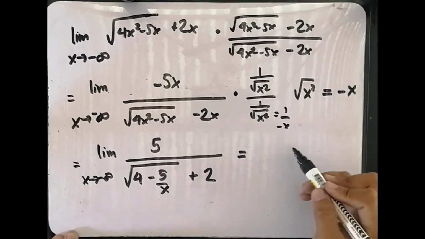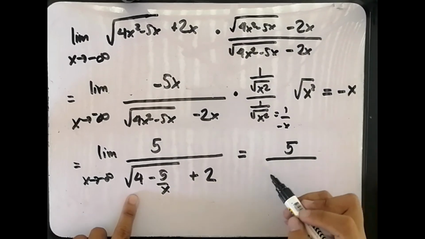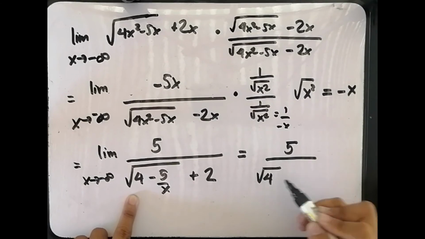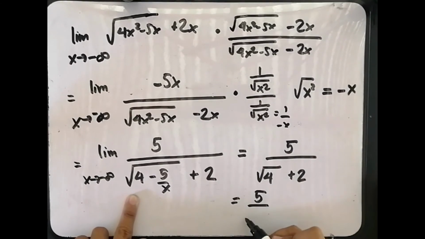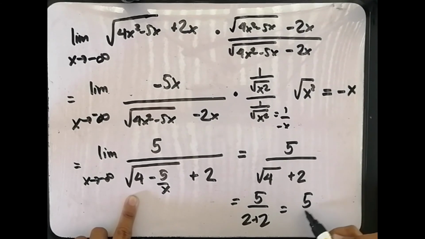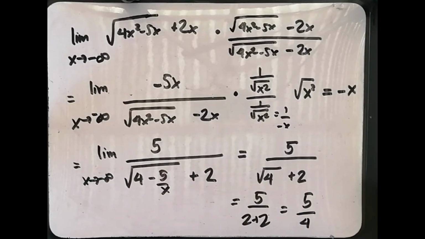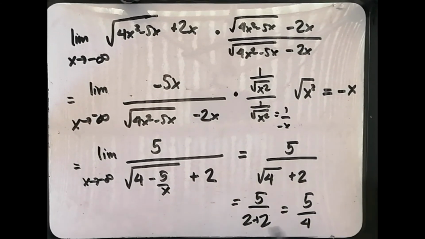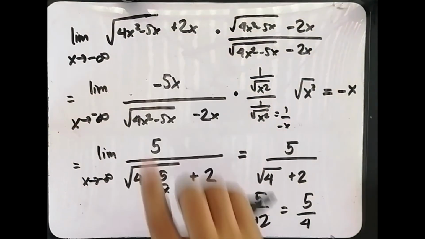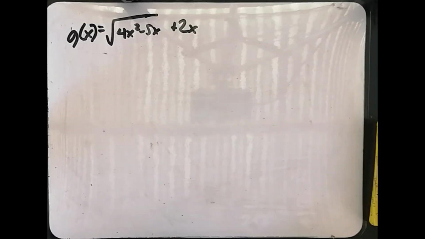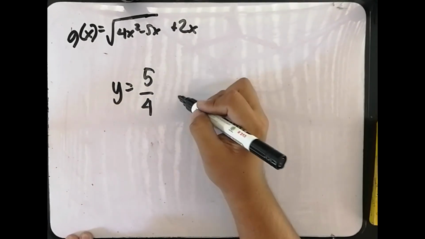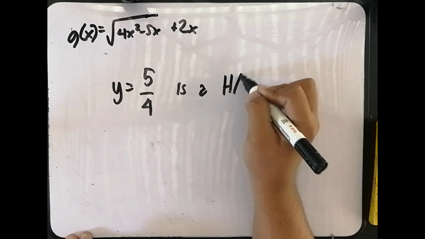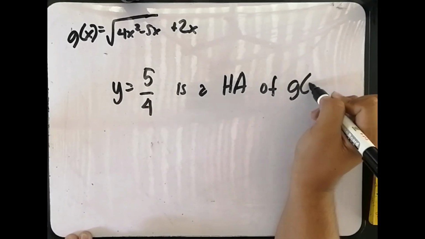So, by direct substitution, we now have 5 over square root of 4 plus 2, or that is equal to 5 over 2 plus 2, which is 5 over 4. So, what does that mean? It means y equals 5 over 4 is a horizontal asymptote of this. So, we have shown that y equals 5 over 4 is a horizontal asymptote of g of x.